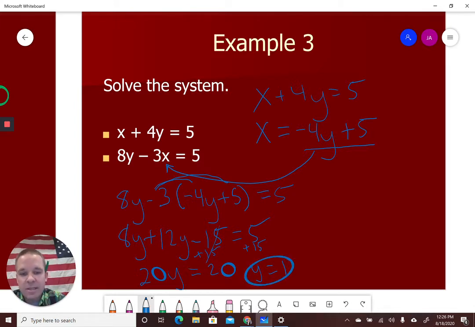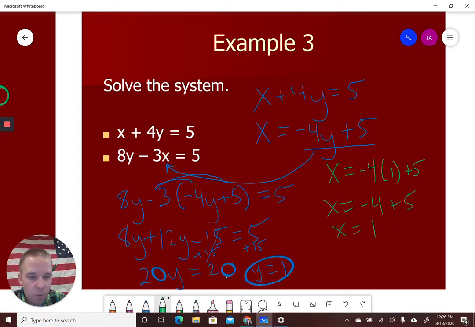And you know what's nice about substitution method is that I already have one of these equations solved for x. So I can take, and I'll use a different color now, x equals, and I can just plug in my y right there. And I don't have to do really any algebra, just evaluating it at this point. I get negative 4 plus 5, so x equals 1. So my ordered pair is 1, 1.